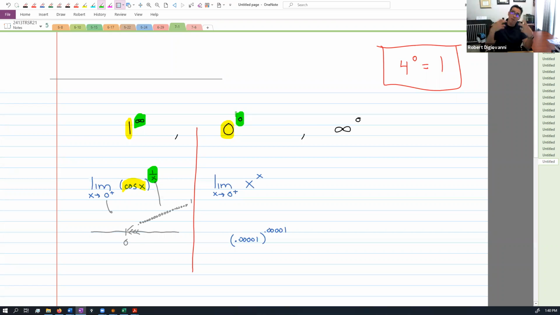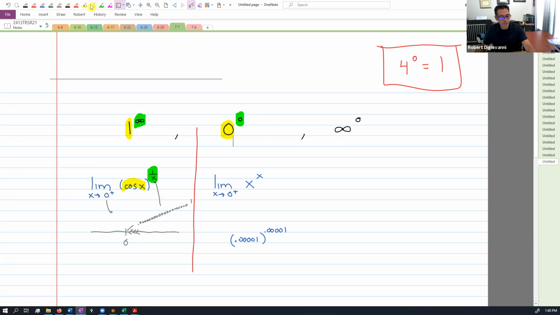And the base is like, wait, but I want to be 0. And the exponent's like, no, but I want you to be 1. And it's this battle. We don't know who wins. The 0 up here does not always win. Okay, it does not always win. It depends on the problem. So this is an indeterminate form.